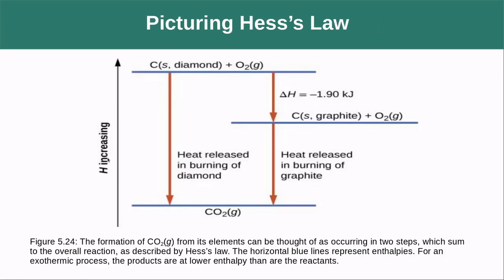Here's a diagram of this. Basically what we're saying is that going from carbon plus oxygen down to CO2 has the same enthalpy change as going from carbon to carbon monoxide, and then carbon monoxide to CO2.